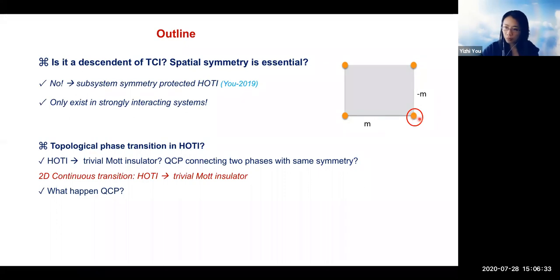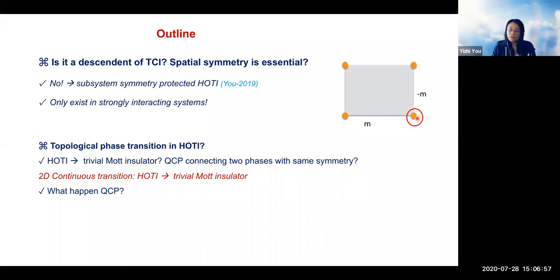And such a domain wall of the boundary mass can again trap some zero mode living at a corner here. So this is the origin of the corner mode for the topological crystalline insulator. So one question we actually want to ask is, do all of these higher order topological insulators with a protected corner mode belong to a descendant or just a trivial extension of the topological crystalline insulators?